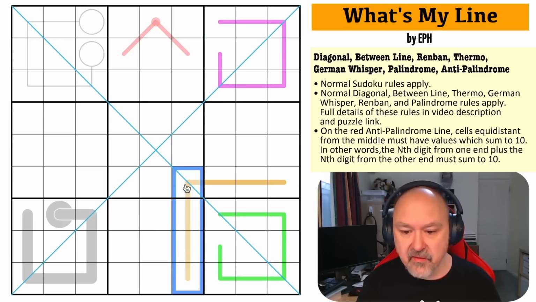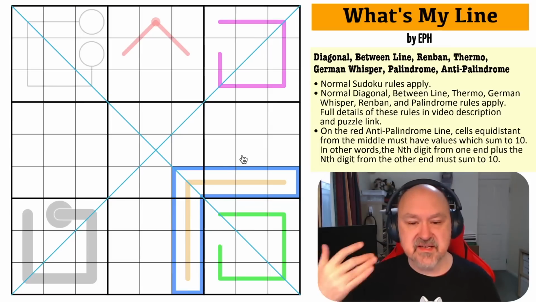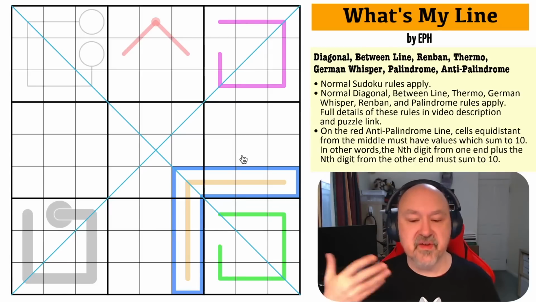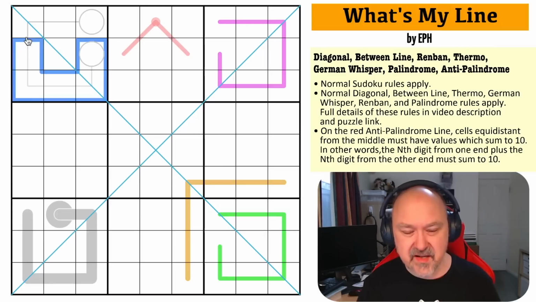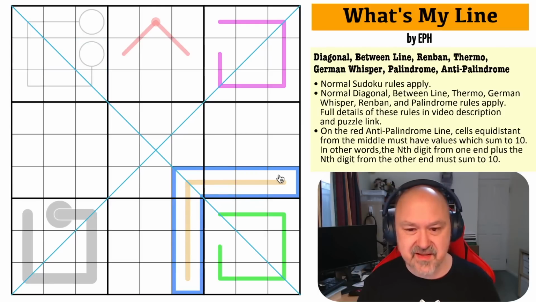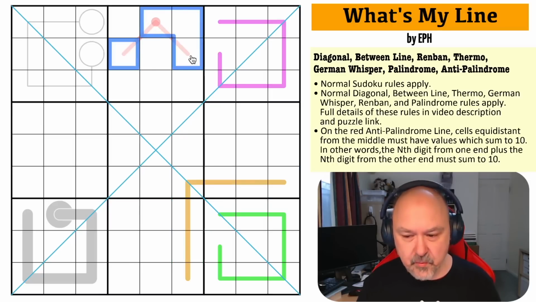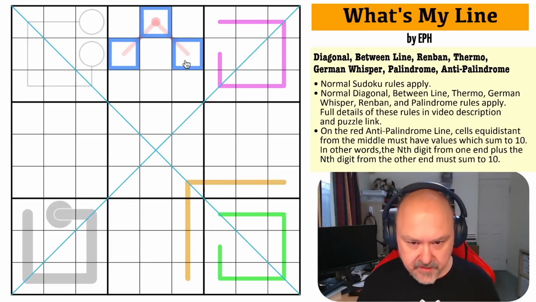We have a palindrome line. This was a similar color to the thermo and the between line in the original one. I've reset this, but the name and the setter is the same, so all of the counts and solves and everything will carry over. I've recolored it so that there's a bit of distinction. But on this line, this is a palindrome, and the digits that are placed on the palindrome must read the same in either direction. And then we've got this line, which is an anti-palindrome line.